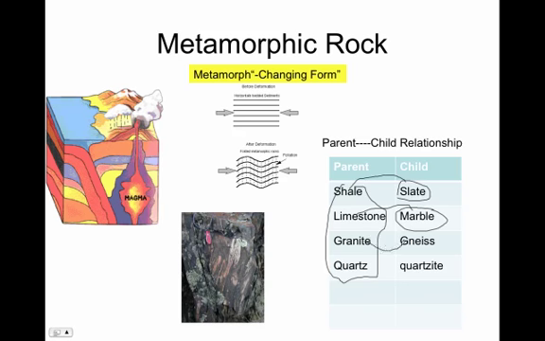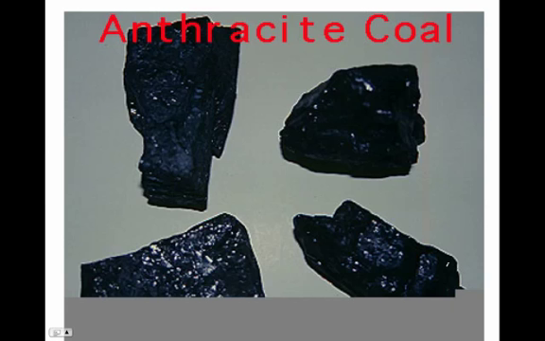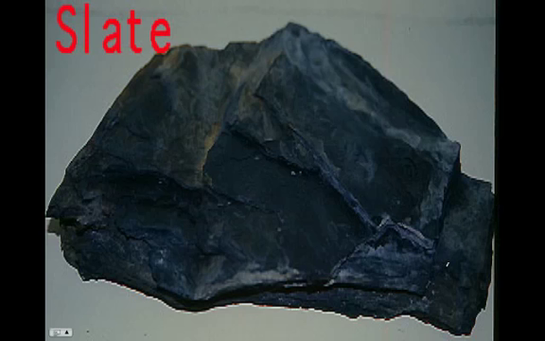Granite will form gneiss, so granite is igneous with the right amount of heat and temperature and pressure, granite can form gneiss, and quartz can form the metamorphic rock quartzite. So here's coal, quartzite, slate, which came from shale.